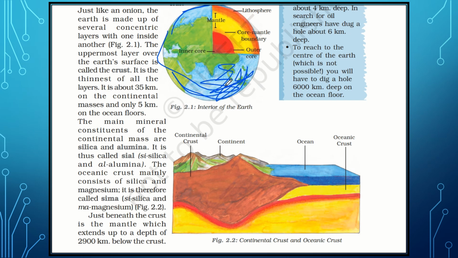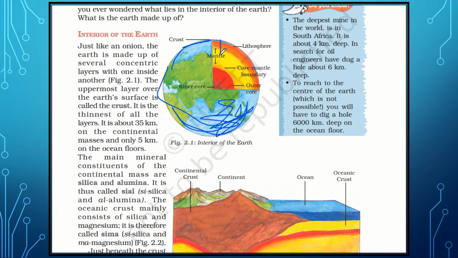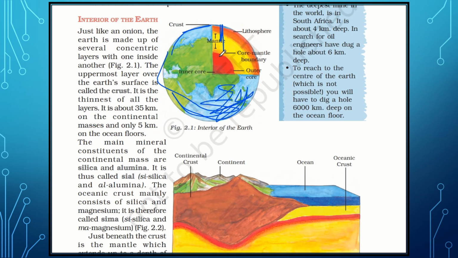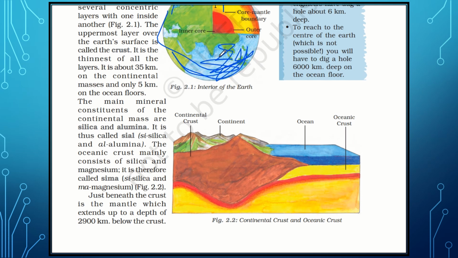Now, what is under that crust? We have to know, right? Just beneath the crust is the mantle. Here, see the picture. This one is the mantle. It extends up to a depth of 2,900 kilometer below the crust. So to get to the mantle, we have to go under the crust, and it extends up to a depth of 2,900 kilometer.